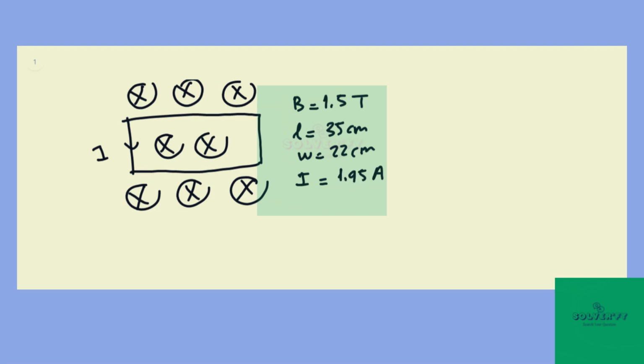Now, in part A, we are asked to calculate the net force acting on this closed loop of wire. In order to figure that out, let's break the force into segments. So let's say for this side, this is segment 1, from here to there. Let's call this segment 2, 3, and 4.